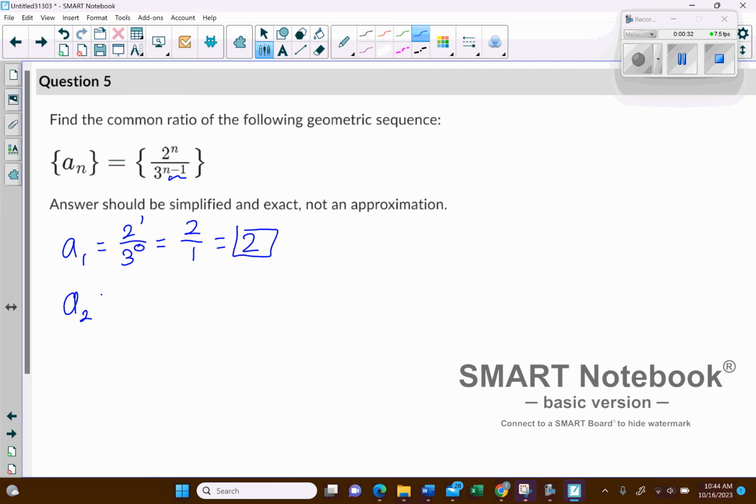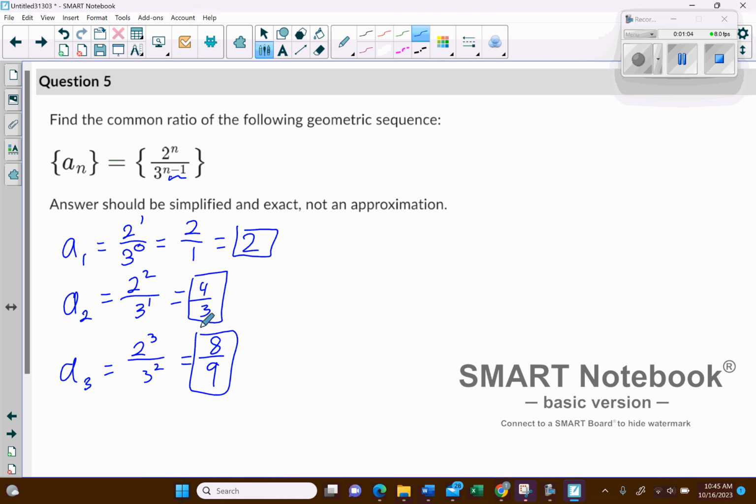The second term is going to be equal to 2 to the power of 2 over 3 to the power of 1, which then would become 4 thirds. Okay. And I could really just use those two terms, but I want to find maybe one more, and we can look at the relationship here. So my third term, I'm going to plug in 3, so 2 to the power of 3 over 3 to the power of 2, and I'm going to end up with 8 over 9.